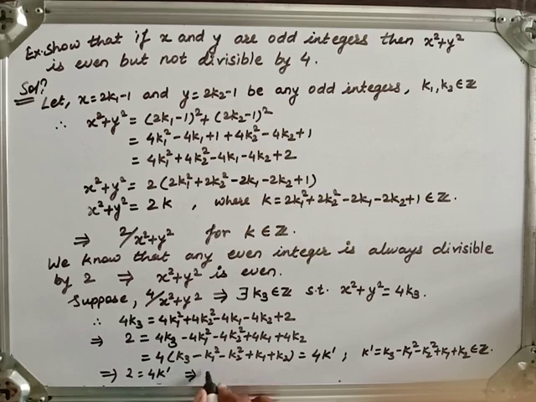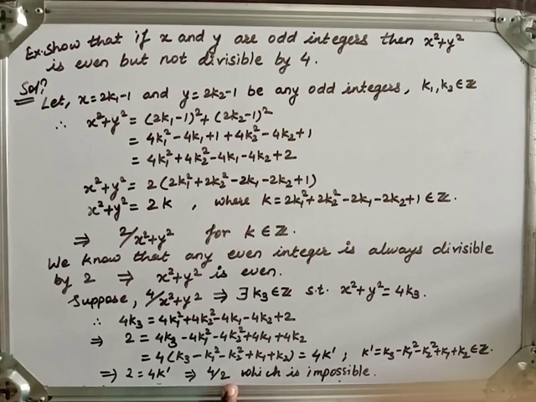So what does it say? This says 4 divides 2, which is not possible, which is a contradiction, which is impossible, because the divisors are either equal to or less than that number. 4 cannot divide 2. So here this is a contradiction.